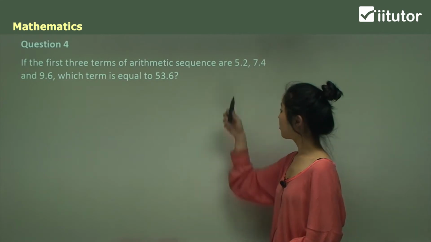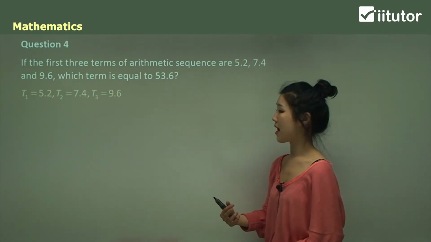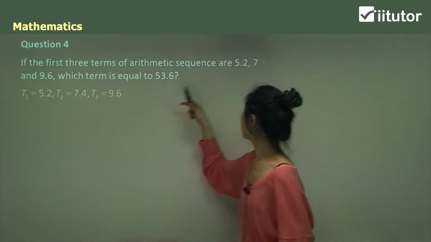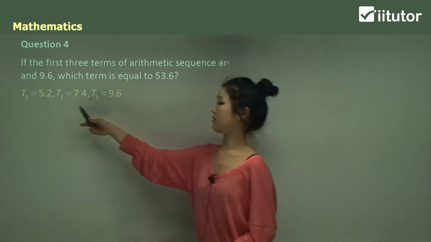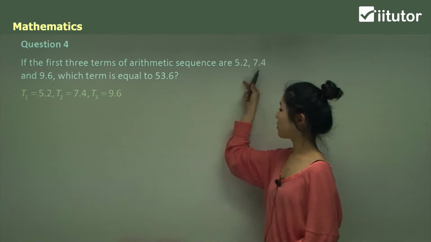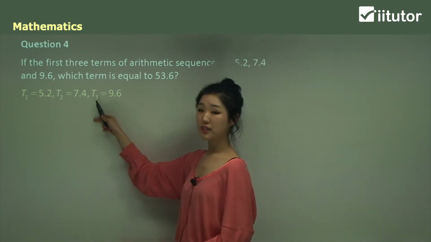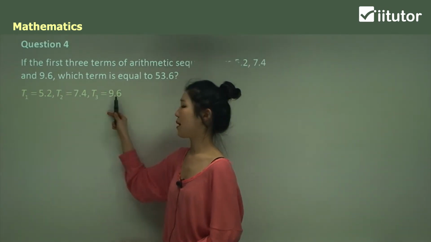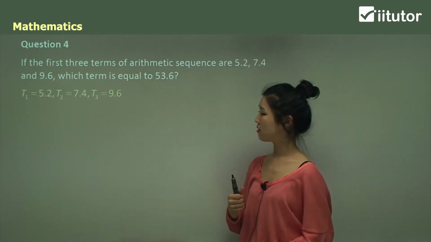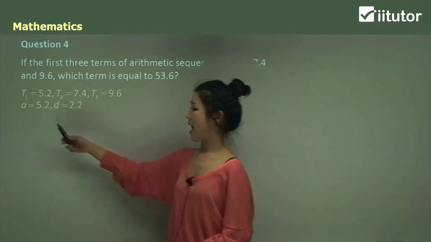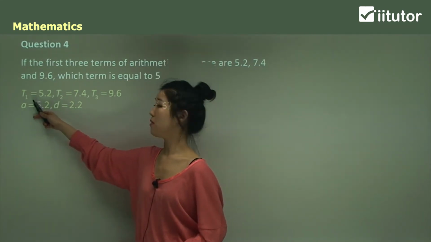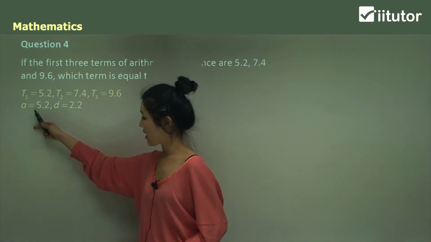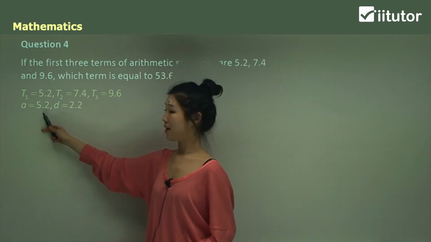Well, guys, look at the first 3 numbers. We can say that T1 is 5.2 because that's the first number. The second number, which we call T2, is 7.4. And the third number, which we call T3, that's simply 9.6. So I just wrote it in that notation. Now I can say that A is 5.2 because T1 is the first term. First term is A, so therefore A is 5.2.